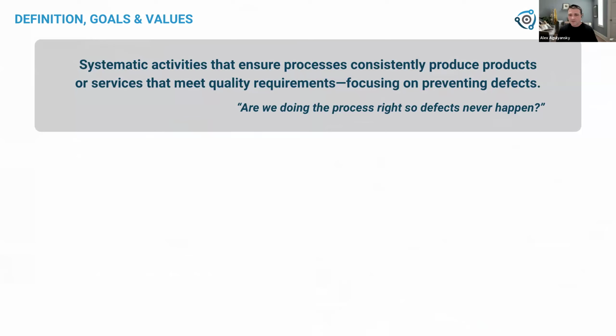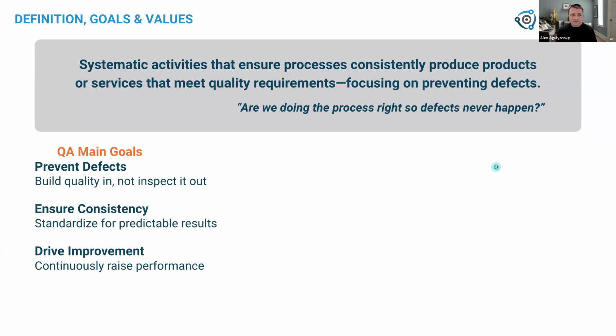So the right question to ask in the quality assurance world is not how do we test for defects. Are we doing the process in the correct way so that the defects never happen? Right? Sometimes people say it's a small difference, but it's a huge mindset shift.